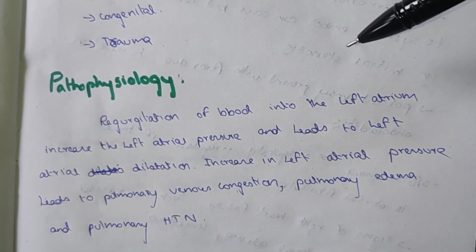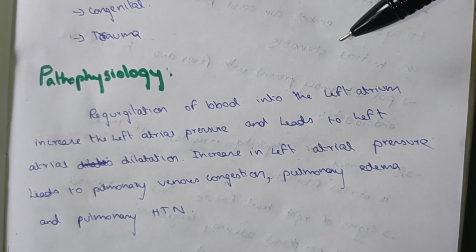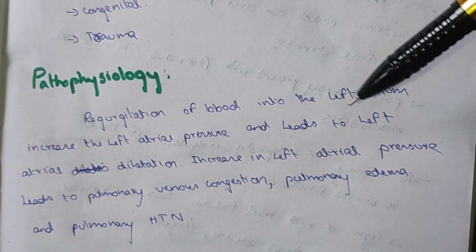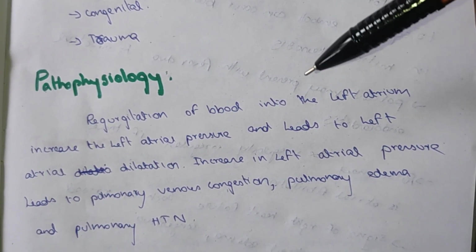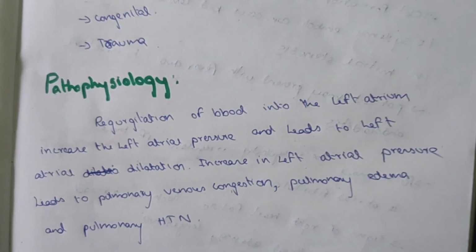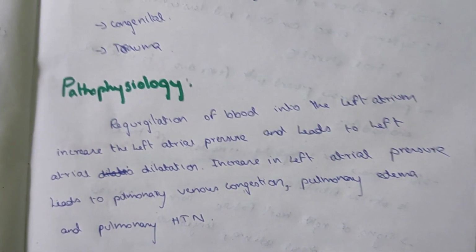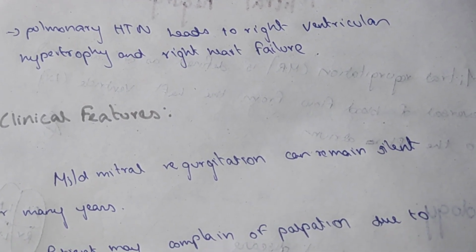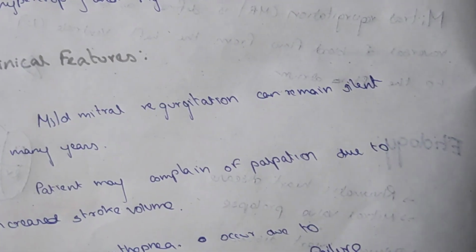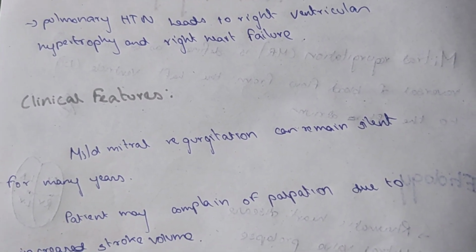In mitral regurgitation, the blood goes from the left ventricle to the left atrium, which increases the left atrial pressure, and left atrial dilation takes place. The increase in atrial pressure leads to pulmonary venous congestion. The pulmonary veins get congested, which leads to pulmonary edema and pulmonary hypertension. Due to the pulmonary hypertension, there is right ventricular hypertrophy and right heart failure. This is the pathophysiology which happens exactly in mitral regurgitation.